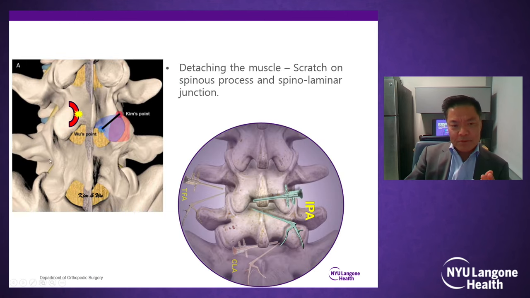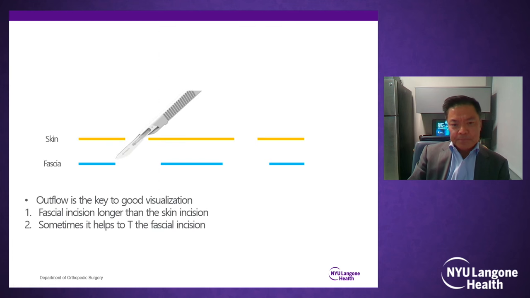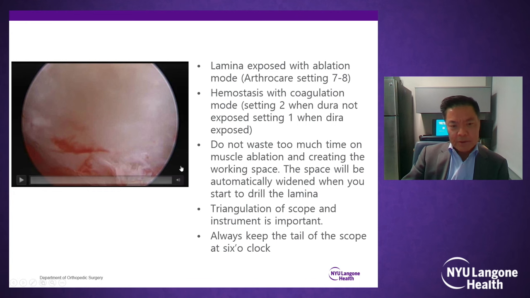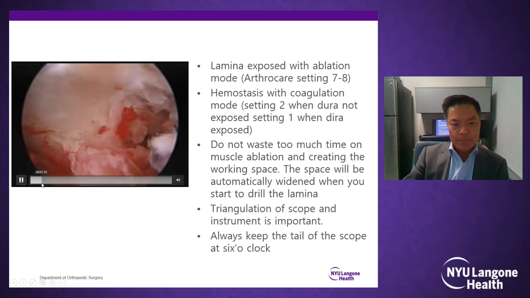So this is what's happening. You're sticking the mini Cobb elevator, scraping the muscle off the lamina and the spinous process and exposing this area for us to visualize, and the arthroscope is inserted and your tool is inserted. And this is a space that's created. Even though the skin incision may be small, we cut the fascia a little bit bigger, which allows for better water flow, and that improves our visualization.